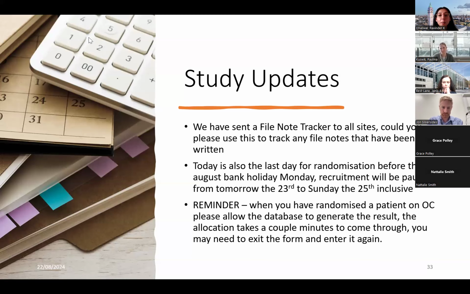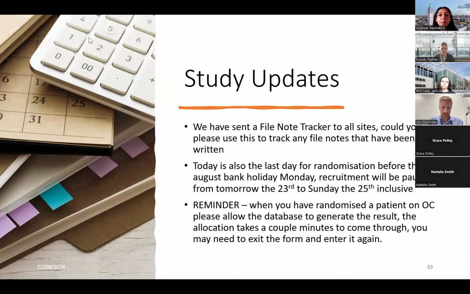Just because we've had a couple of queries when people randomise a patient on OpenClinica, apologies for any inconvenience anyone's had. When you randomise a patient on OpenClinica, first you complete the randomisation confirmation page, and then you come out of that form and go into another form called randomisation confirmation, which shows you the intervention. Sometimes it takes a minute for the intervention to show on that page, so we advise you to wait a minute when you've completed the confirmation page before going on to the assignment page.